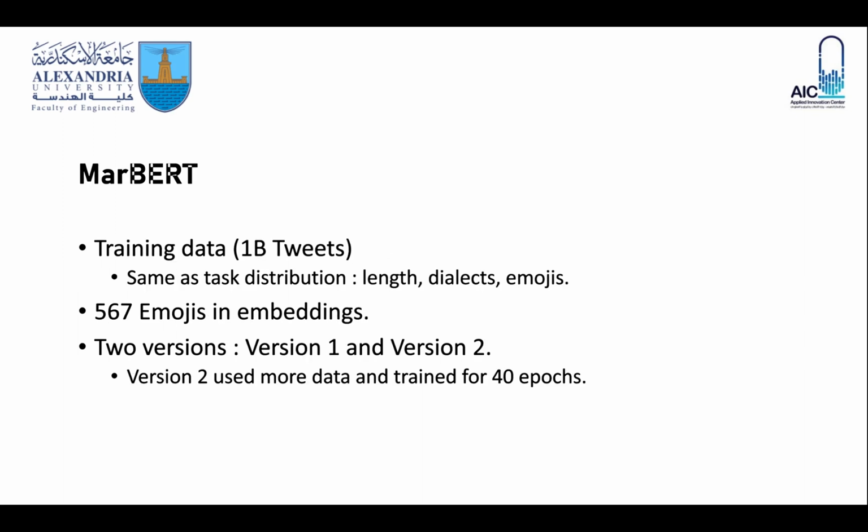The second model was MARBERT. Its training data set has 100 billion tweets. Actually, the main reason we selected MARBERT is because it's similar to the data distribution we have, with respect to the length and the dialects; they are all tweets. And especially because it had emojis in its embedding layers, which means that it understands the meaning of an emoji. We found two versions of MARBERT, version 1 and 2. The only difference is that version 2 used more data and trained for 40 epochs.